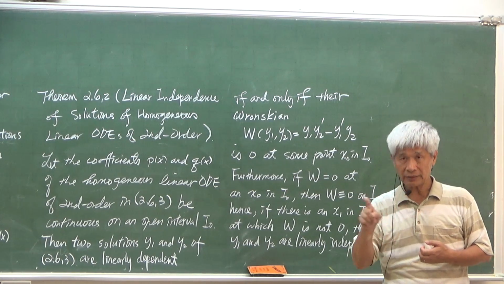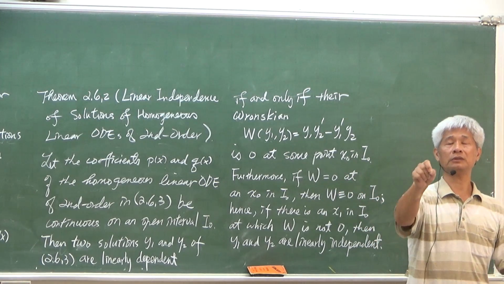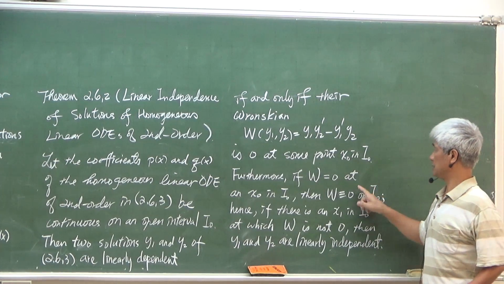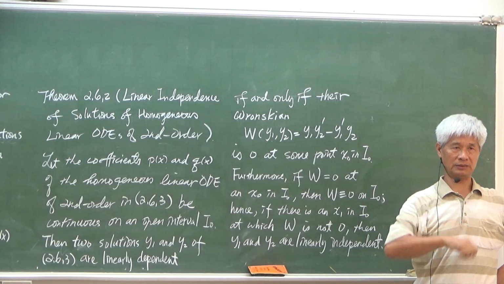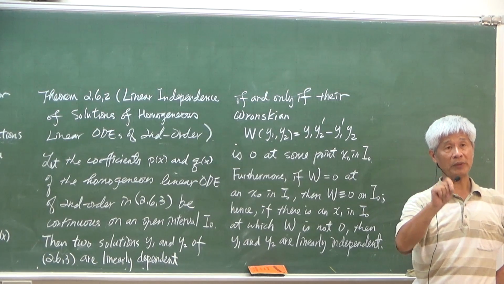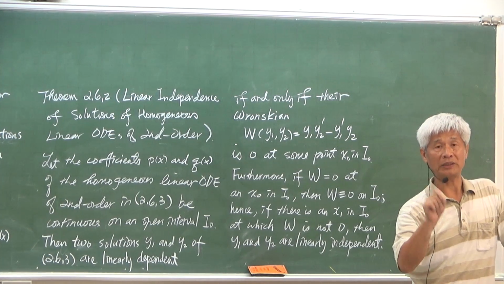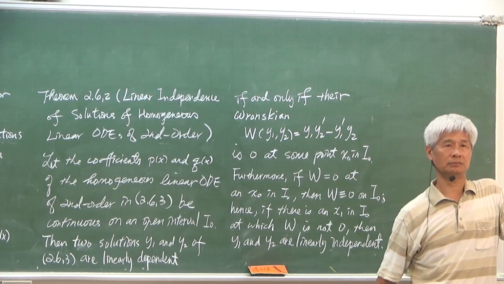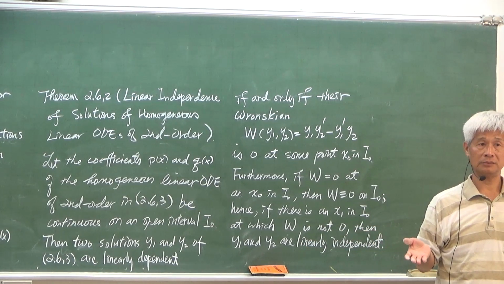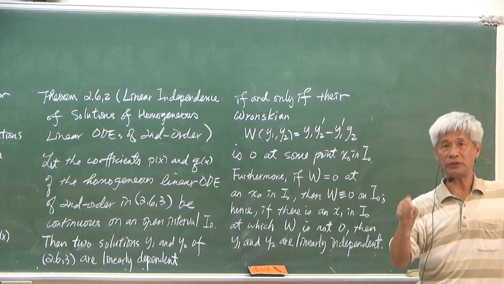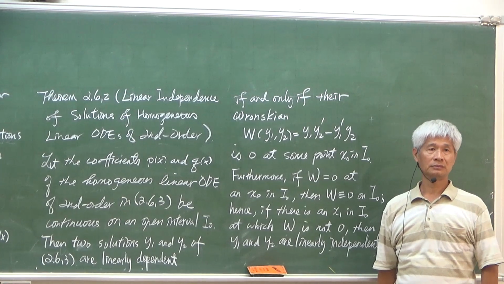And you can define a point. So you just put a point x0 into it to see whether the value is 0 or not 0. If it's 0, then y1 and y2 are linearly dependent. If it's not 0, then y1 and y2 are linearly independent. Very simple and very easy. Just pick a point and evaluate the value of the Wronskian at that point.